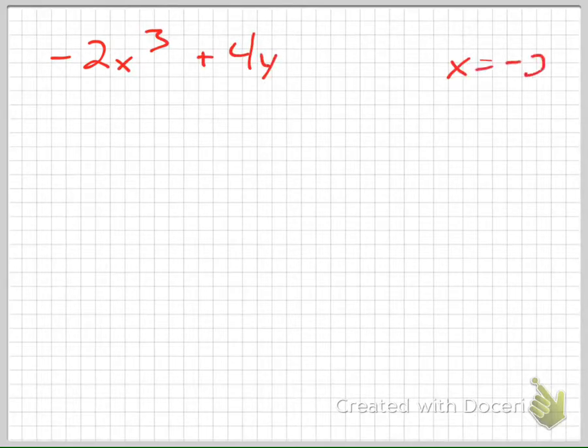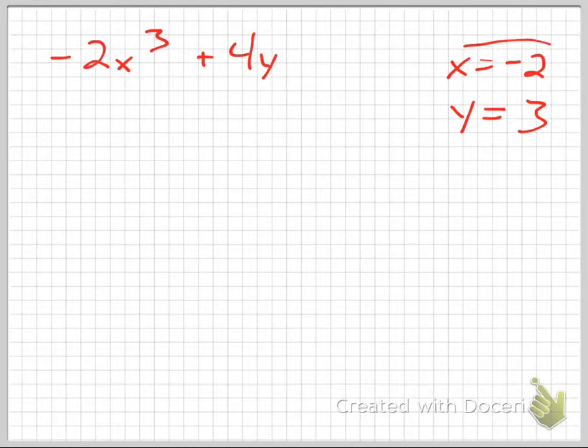Okay, well, what about this? It says negative 2x to the third plus 4y, and then they say x equals negative 2 and y equals 3. You ready? Well, you guys try that. See if you can do it. So you're watching. Here we go. I really want you to see this. I'm going to do this one for you.